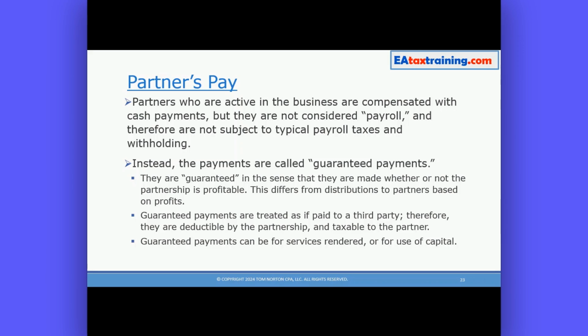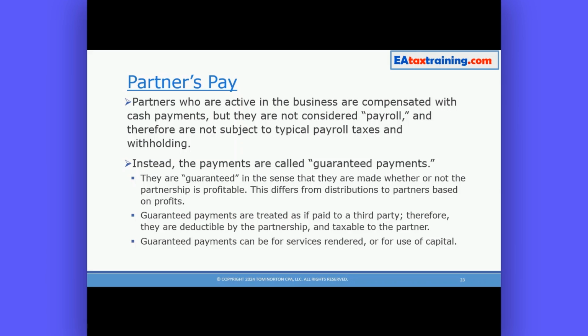There can also be guaranteed payments for use of capital. So we're going to talk in this video mostly about the ones for services. You work for the partnership, you get paid by the partnership, that's a guaranteed payment. But you can have guaranteed payments that would be similar to interest. So you put money into the partnership and the partnership pays you an amount every so often for use of that capital. That would also be considered a guaranteed payment. It would also be deductible by the partnership. It would be taxable to the partner who received it.